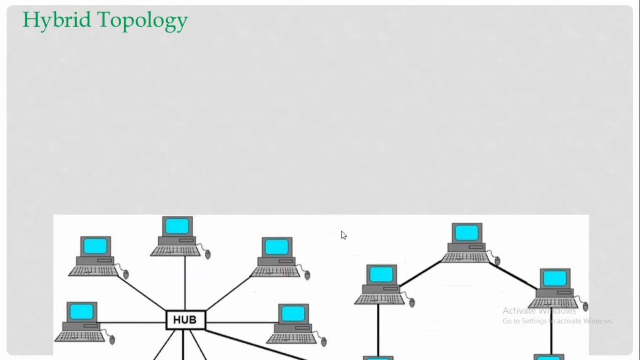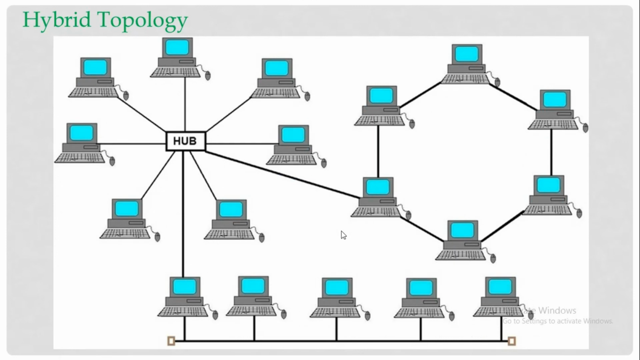Okay, the next is a hybrid topology. In a hybrid topology, you can combine many topologies in order to form a single network. Here, in this example, a hub is connected with a different number of systems. So what does this topology mean? This topology is called a star topology. This star topology is connected with a common backbone. So whenever a common backbone is used to connect many systems, what does this topology mean? This topology means a bus topology.